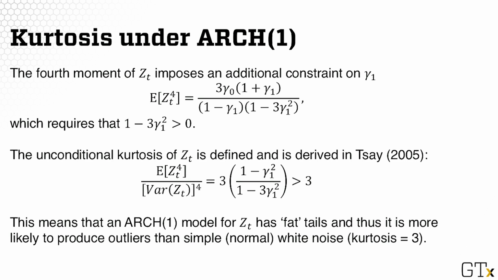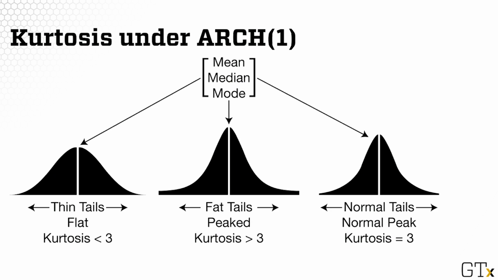This is needed in the derivation of the kurtosis, which is a measure of how fat the tails are. The kurtosis of the ARCH-1 model under the assumption of stationarity is larger than 3, which means that an ARCH-1 model for zt has fat tails, and thus it is more likely to produce outliers than the simple normal white noise. This is a comparison of distributions with different kurtosis.